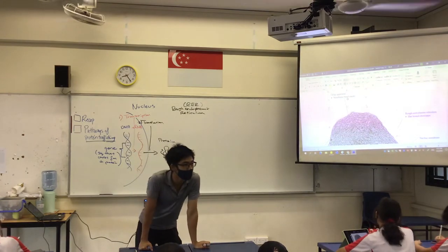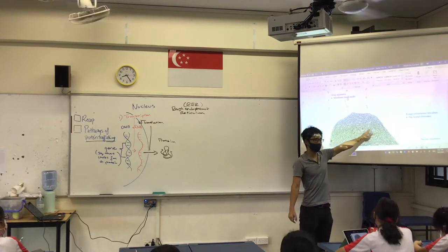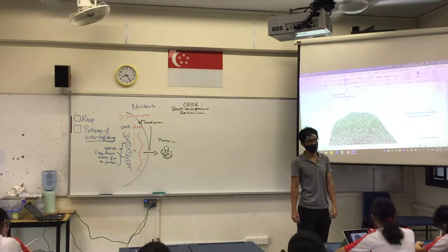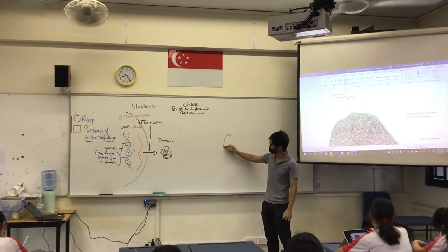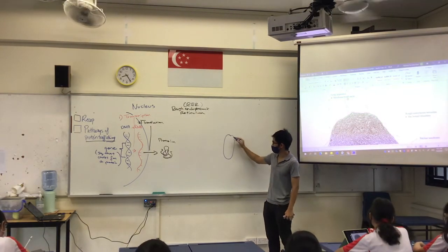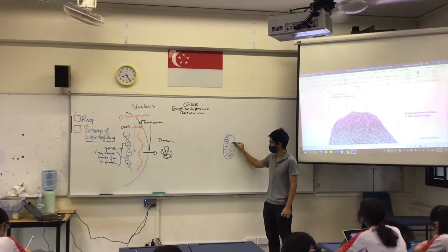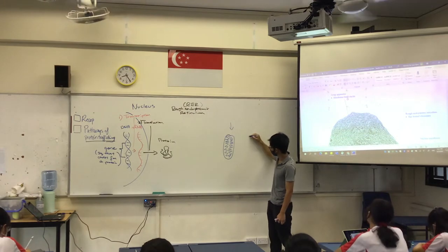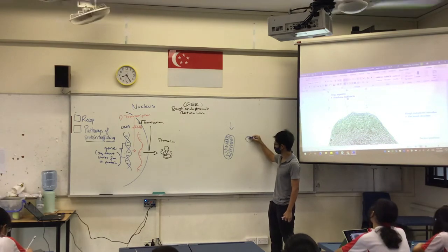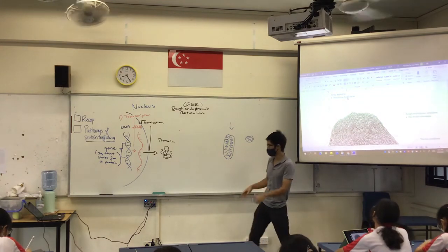Yes? This one is also a mitochondria. It's just that you look at it from a different perspective. Mitochondria looks like a bean, and on the inside there are a lot and a lot of folds. The inner membrane is highly folded. If you look at it from the top view, it will just look like a circle, but you will still see all the folds. So it depends on how you look at it.